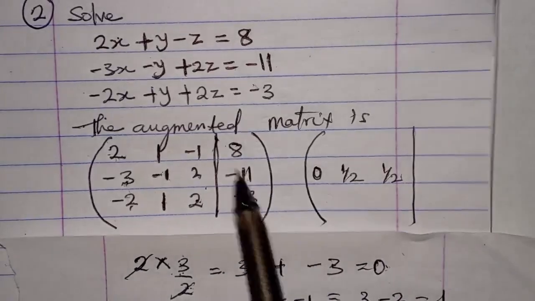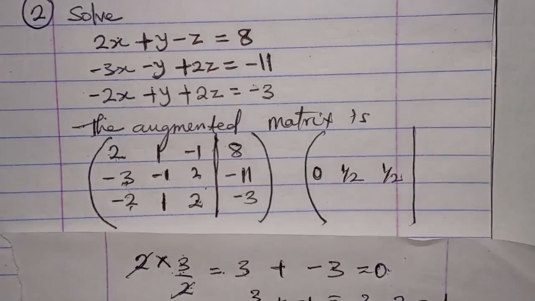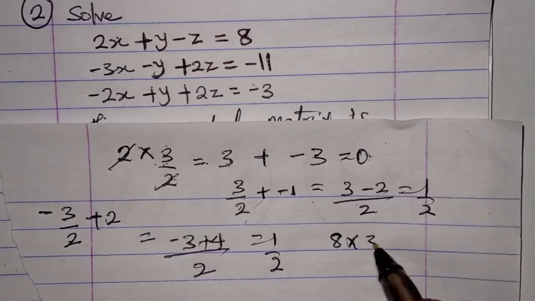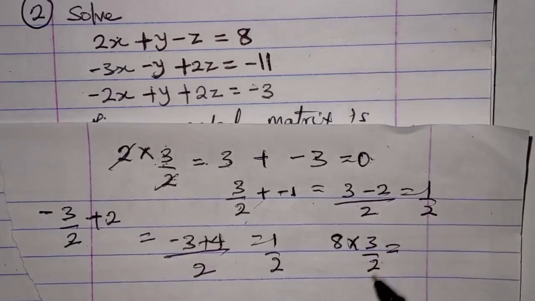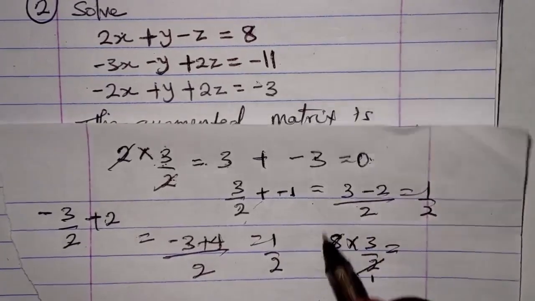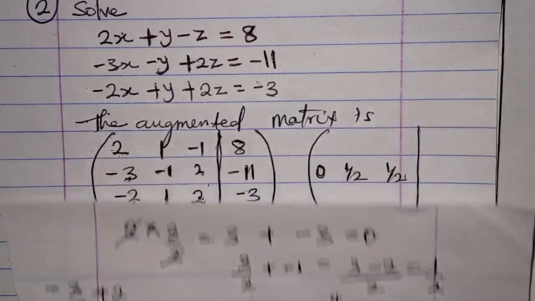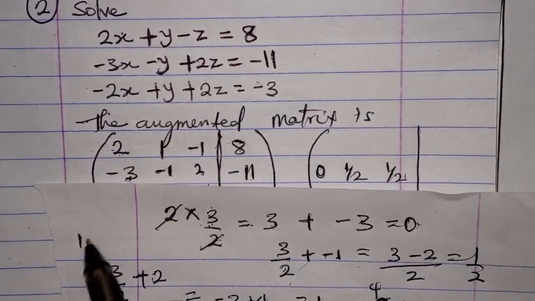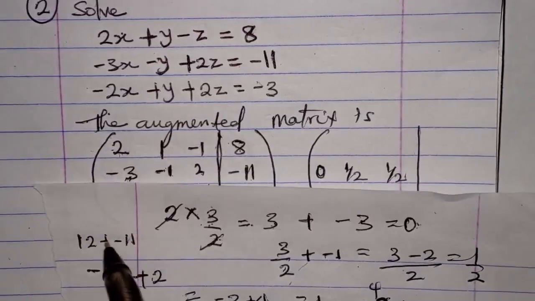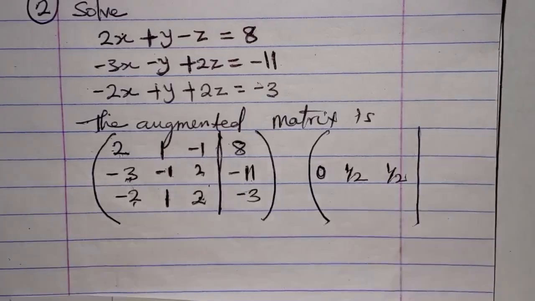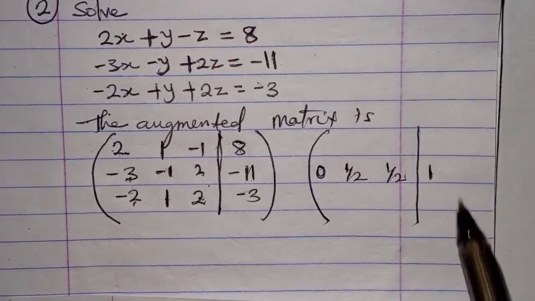I'll do the same for this. Multiply this by 3 over 2. That's 8 times 3 all over 2. That will give me 12, because 2 here is 1, 2 here is 4. 4 times 3 is 12. Add minus 11 to it. So 12 plus minus 11, that's 12 minus 11, which is 1. So here we have 1.